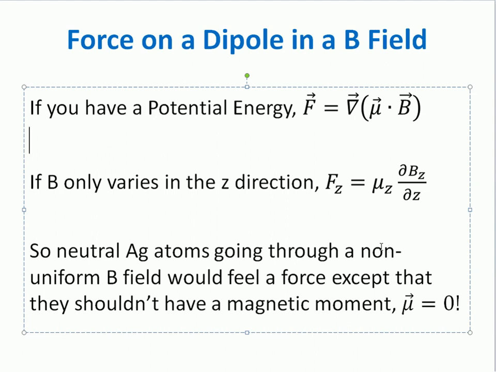So neutral silver atoms going through a non-uniform magnetic field would feel a force, which is what we're expecting. Except if you think about it, neutral silver atoms should not have a magnetic moment. It should be zero from what people understood classically about the structure of atoms. So it's a surprise. Okay? Let's look at why that should be a surprise.